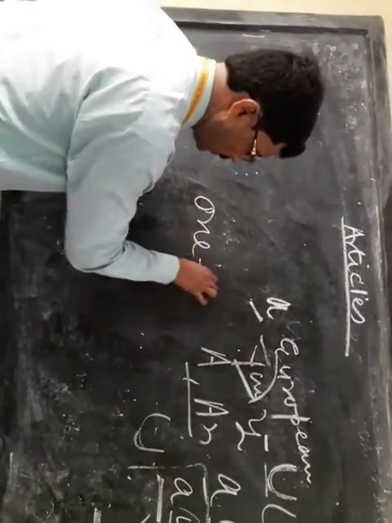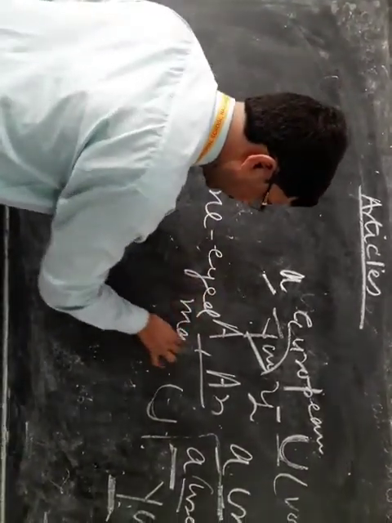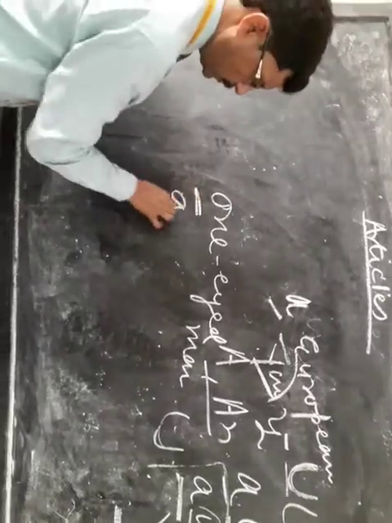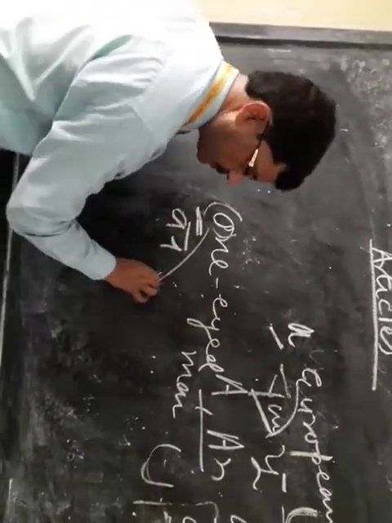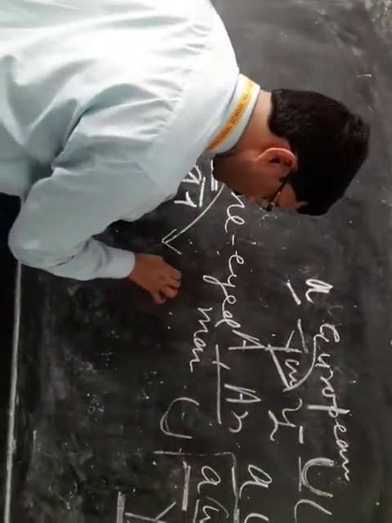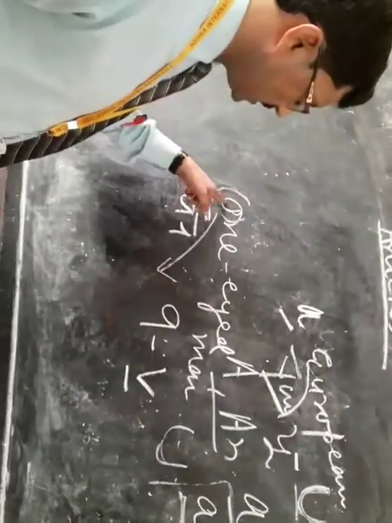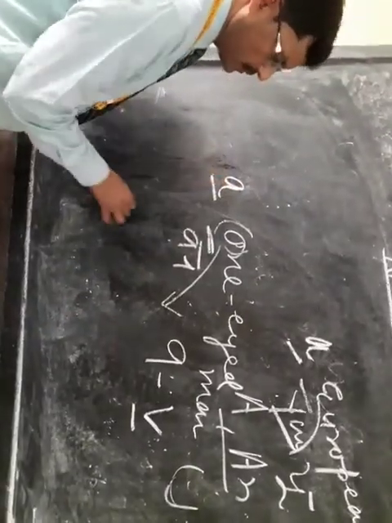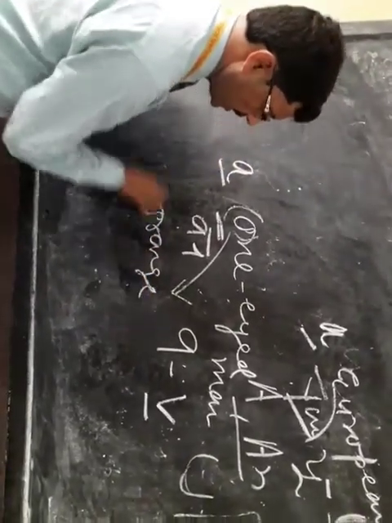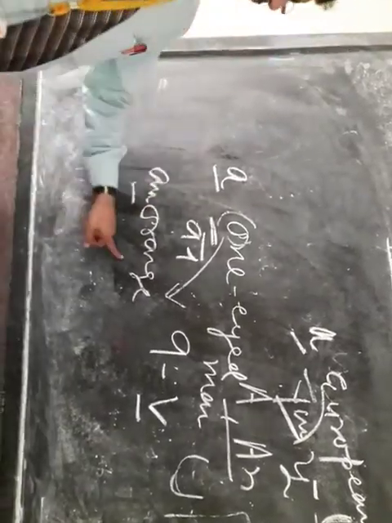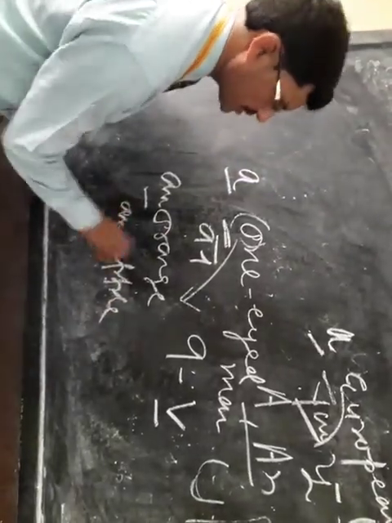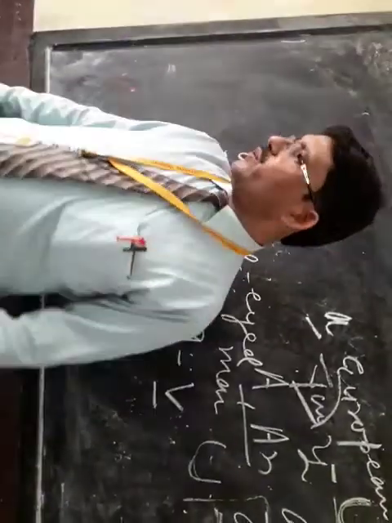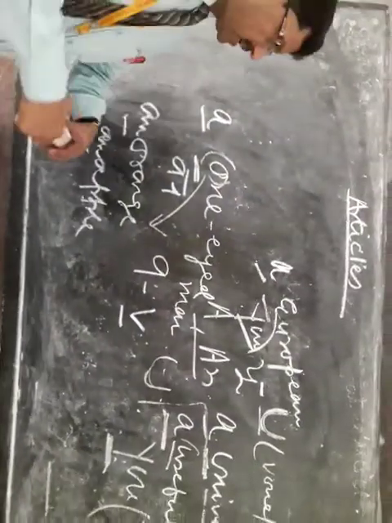One-eyed man. One. This O is a vowel, but here it produces a consonant sound. One. Wa. That is why a one-eyed man. But orange, an orange. Apple, an apple. Like that. So this is what I taught you earlier in my previous class.